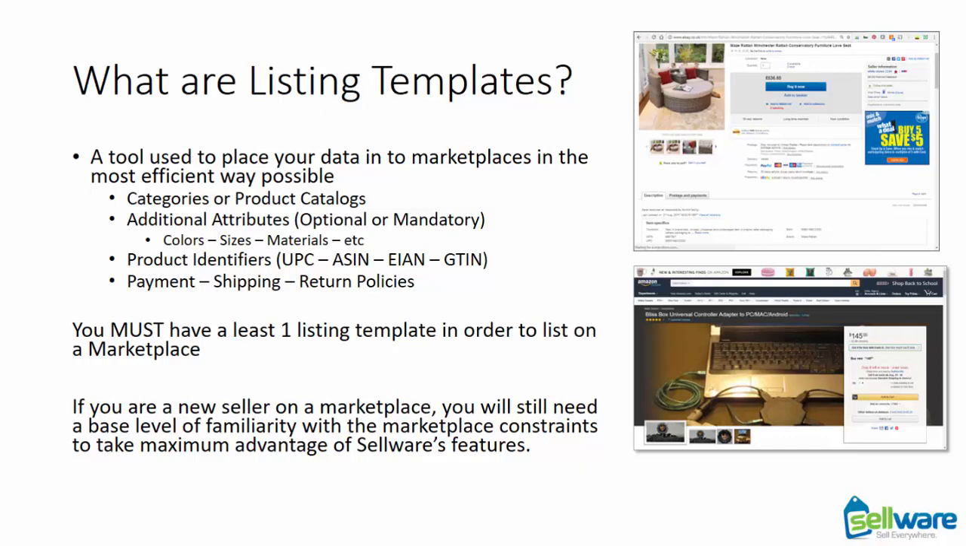If you are going to generate listings from Sellware into a marketplace, you need to have at least one template in order to do so. But as mentioned previously, if you have existing listings in Amazon, by simply linking them to the SKU within Sellware, which is tied to your marketplace, we can keep everything in sync for you and you don't have to generate your listings from Sellware.